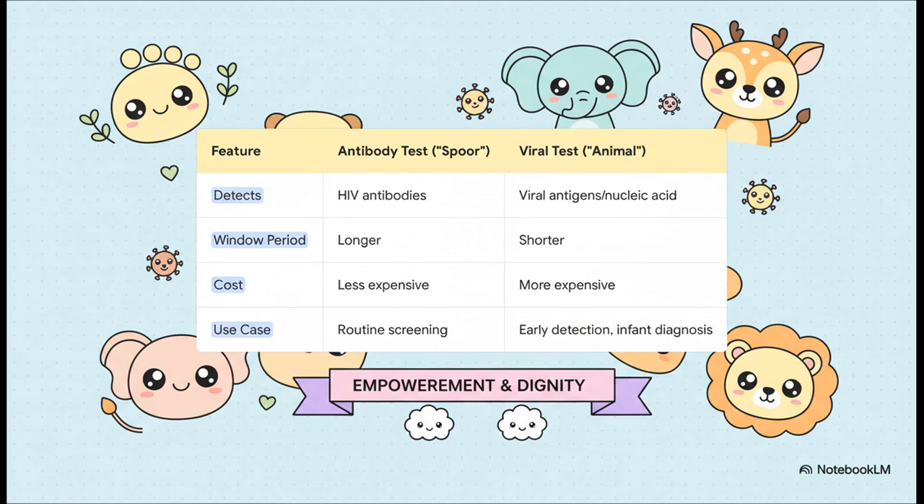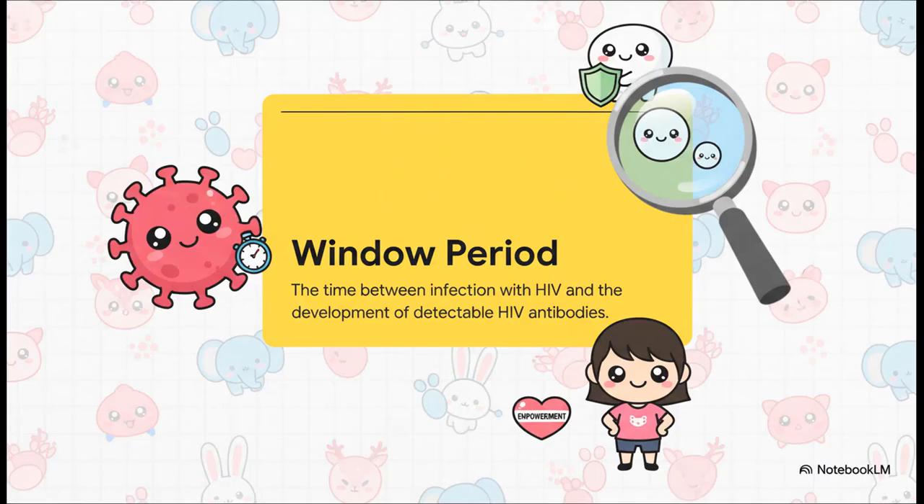So let's break down what that means in practice. The antibody tests, the spoor tests, are what most of us know as rapid tests. They're cheaper, which is great, but they have a longer window period. We'll get to that in a second. The viral tests, the animal tests, can spot an infection much sooner. But they're more expensive, so they tend to be used in very specific cases, like for early detection or for diagnosing newborns.